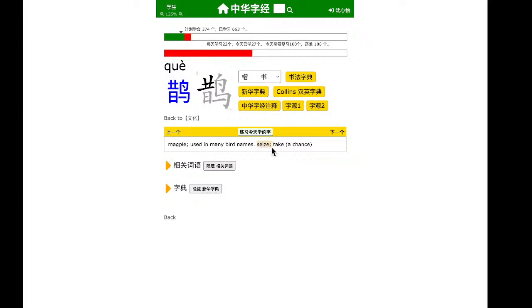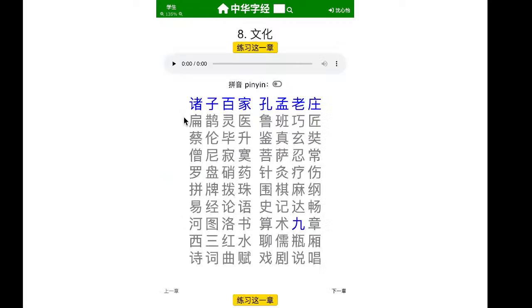I'll use this character. It also means to seize or take a chance. But in this context here, Bian Chue is another guy's name. Now this guy Bian Chue was Ling. Ling means nimble, sharp, accurate, quick, or effective. It also refers to the spirit or the soul, or coffins and things to do with dead people.